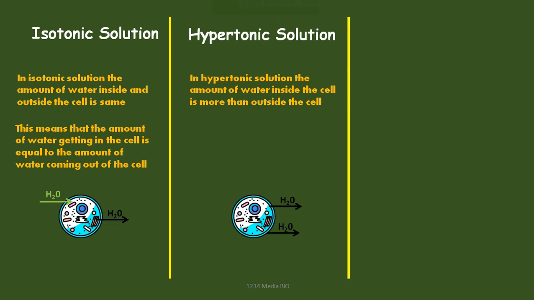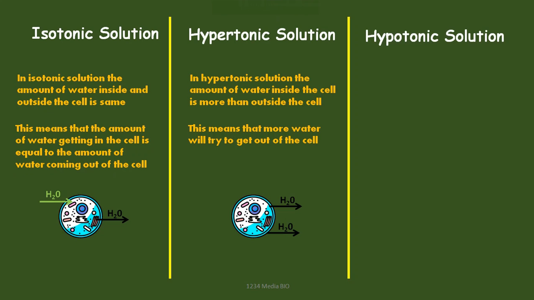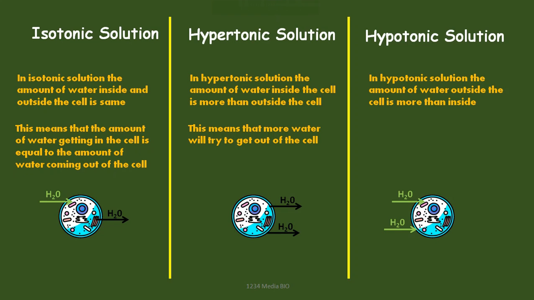Next, hypertonic solution. In hypertonic solution, the amount of water inside the cell is more than outside the cell. This means that more water will try to get out of the cell. Lastly, hypotonic solution. In hypotonic solution, the amount of water outside the cell is more than inside. This means that more water will try to get in the cell. So those were the three types of osmotic solutions. Here we are just mentioning water, but it can be any solution.